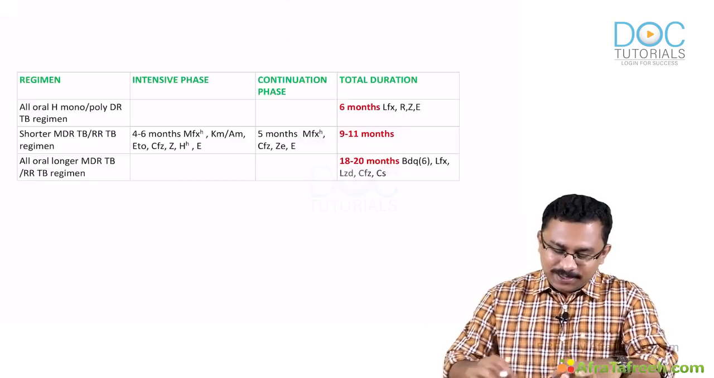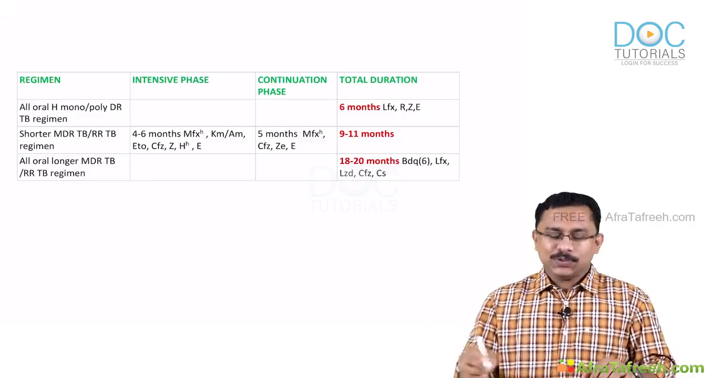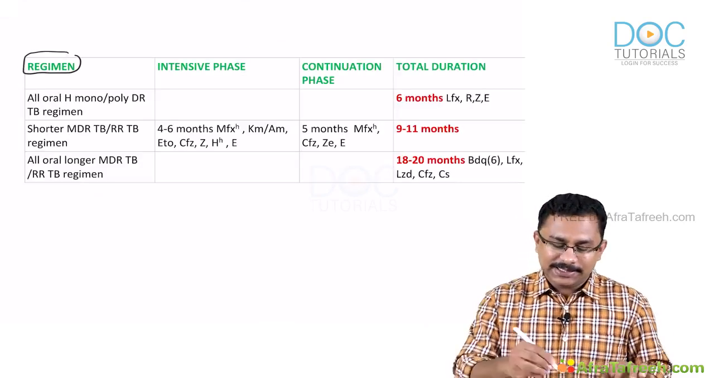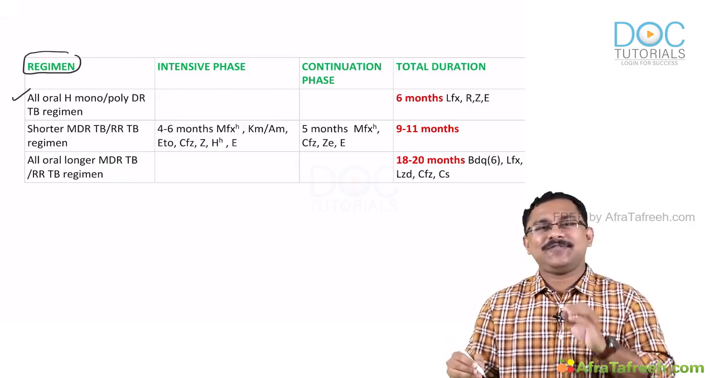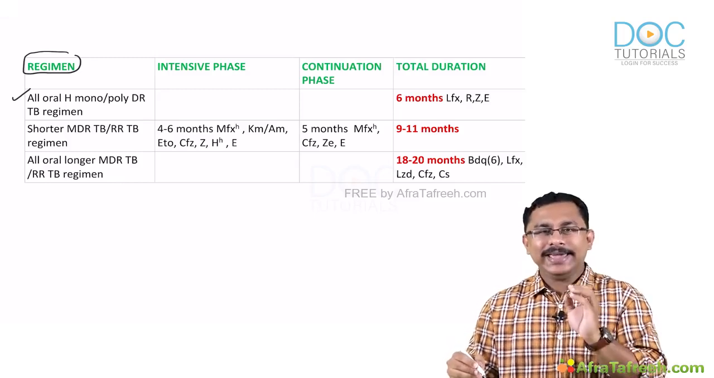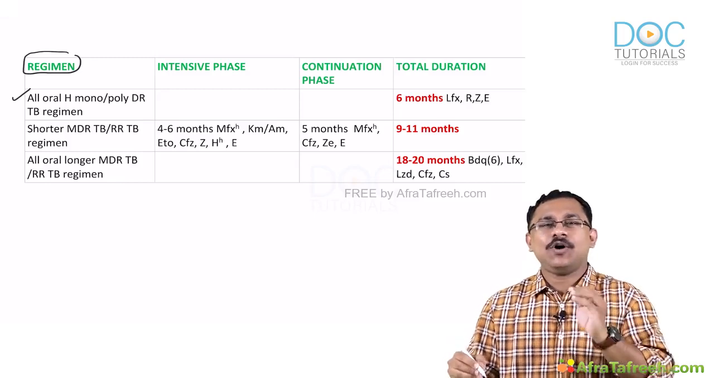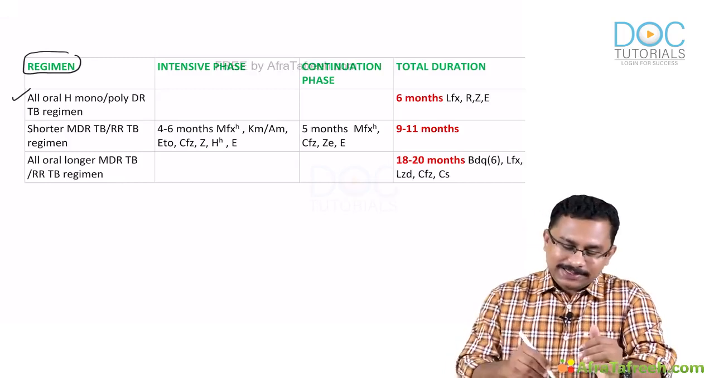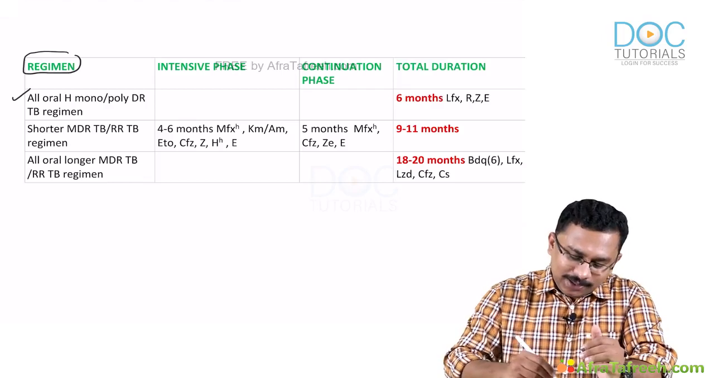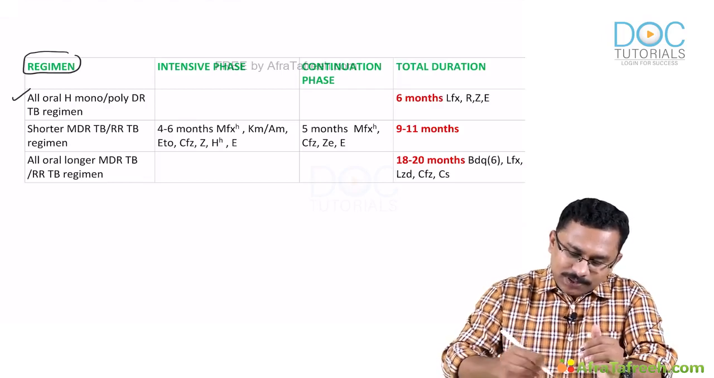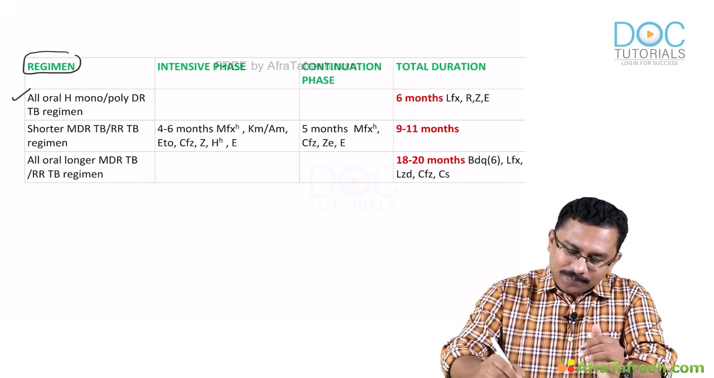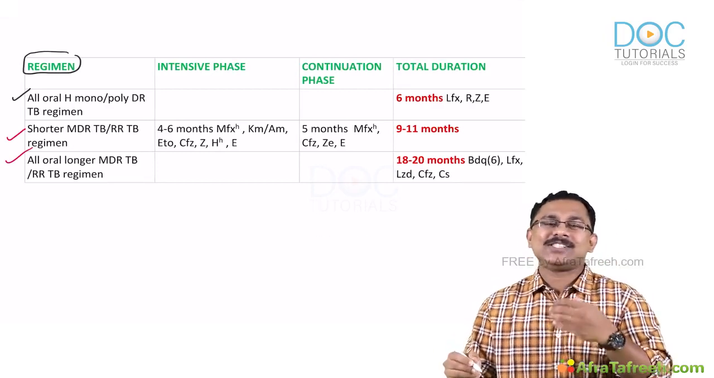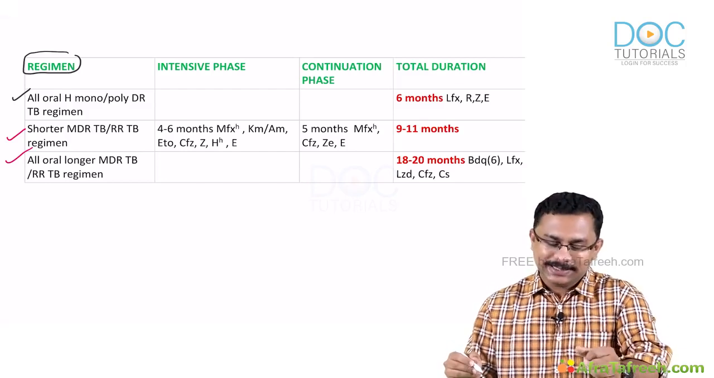Let's see it. Now this is one. So you have the regimen here. The first regimen that I have mentioned is the regimen for treating INH monoresistance or polydrug resistance. The second and the third one are for MDR TB as well as for rifampicin resistance.